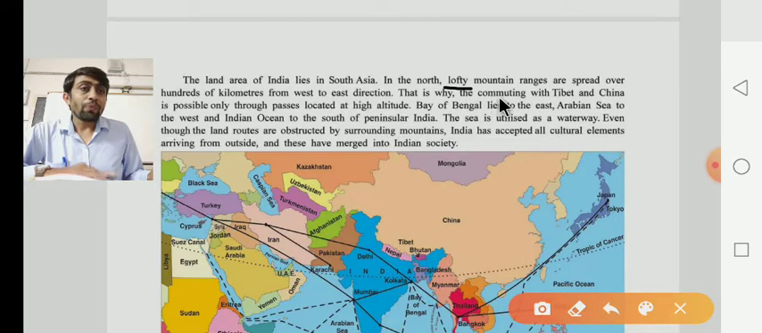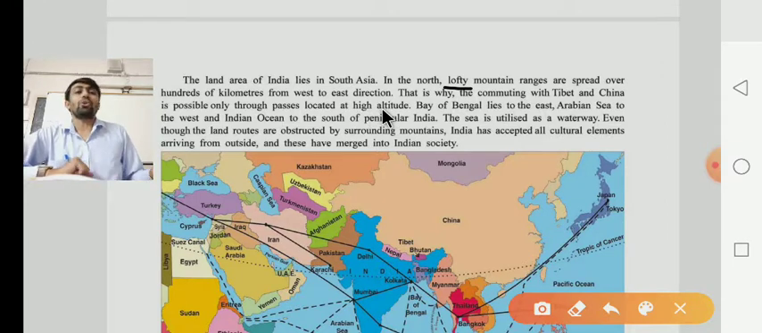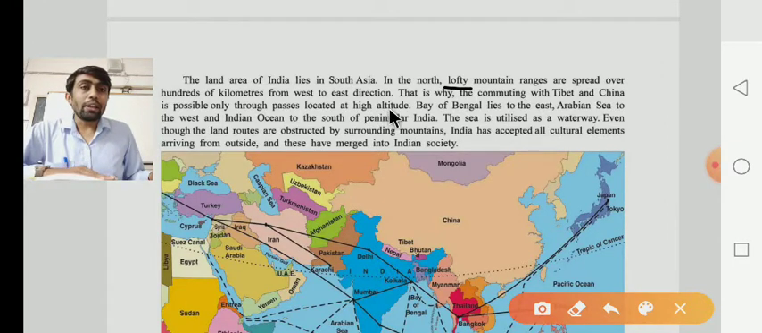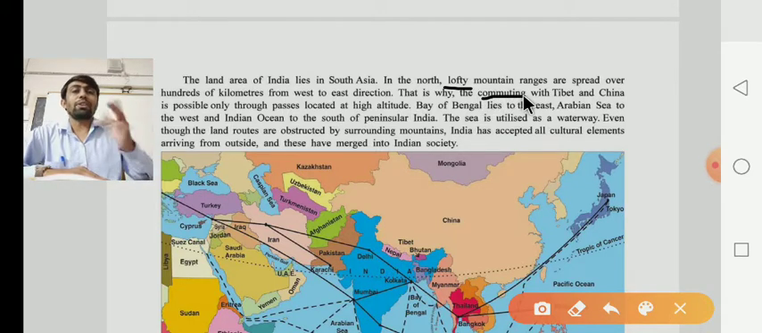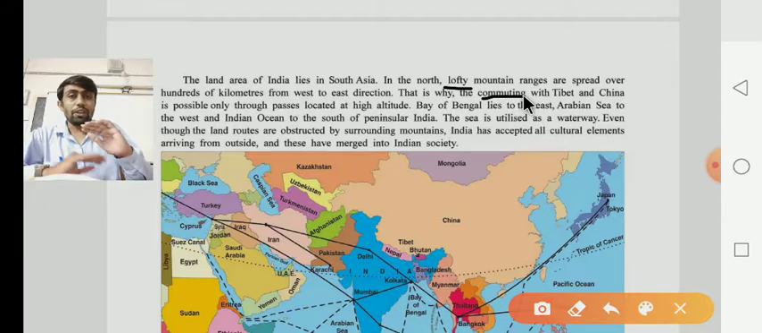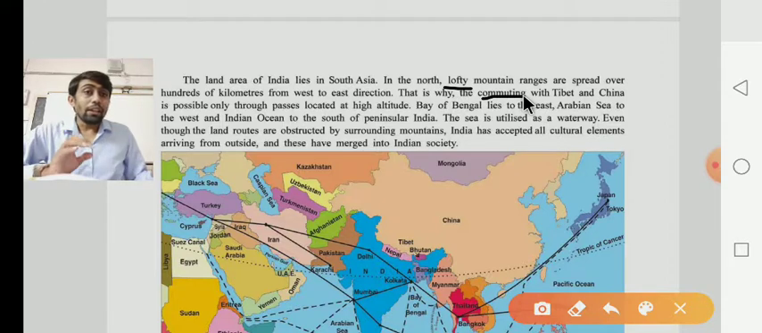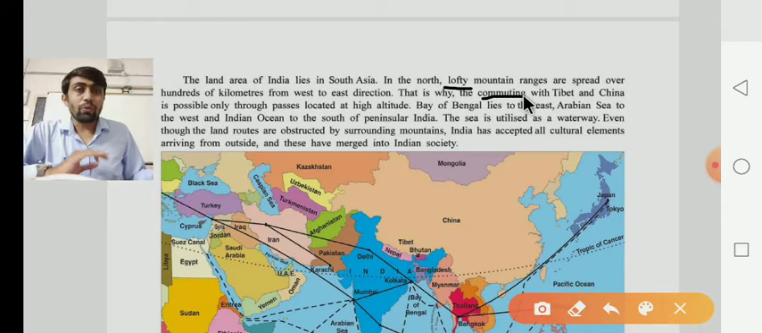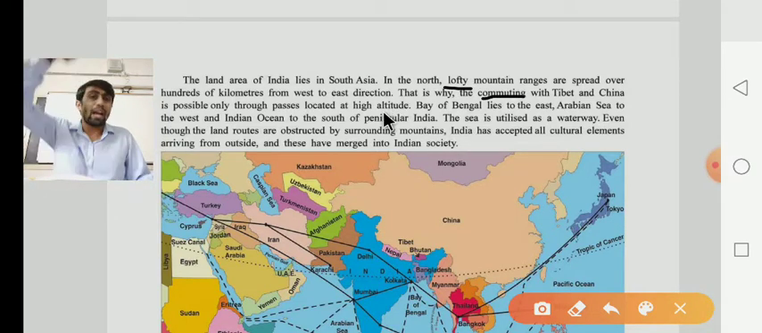That is why commuting with Tibet and China is possible only through passes located at high altitude. That is why the commuting, it means avan javan. It means if you have to come to India, or go to Tibet or China, the transportation of any kind with Tibet and China is possible only through passes located at high altitude. Altitude, you know very well, it means the height.